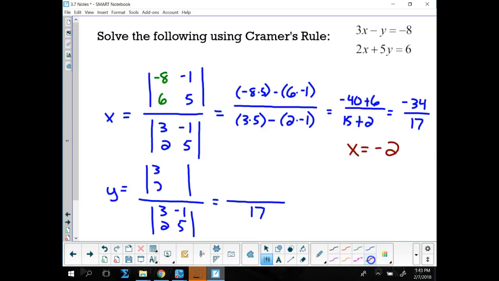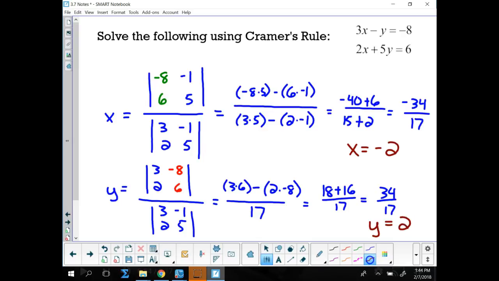The 3 and the 2 return, but now, since I'm solving for y, I'm going to replace the y coefficients with my negative 8 and my 6. So that gives me 3 times 6, which is 18, minus 2 times negative 8, which is negative 16. So that's 34 over 17, or y equals 2.